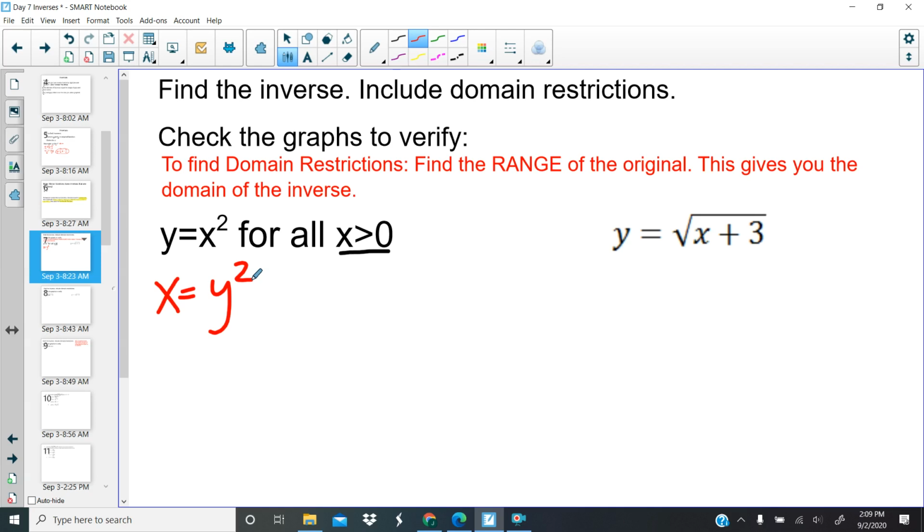To get rid of my squared, I'm going to take the square root. And remember, anytime you take the square root, you're going to do the positive and negative version. So that's a plus or minus, if you can see it. And so then we're going to have y equals positive or negative square root of x. So we're going to go back over to the graph.